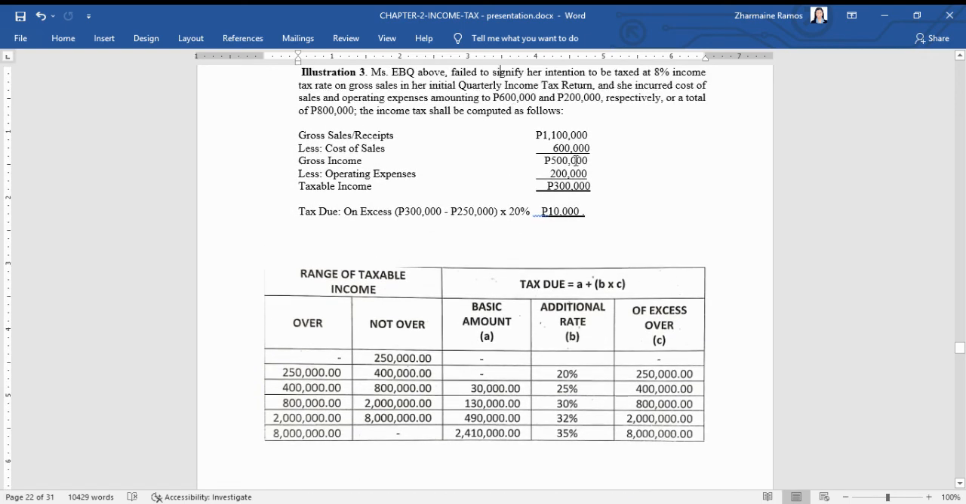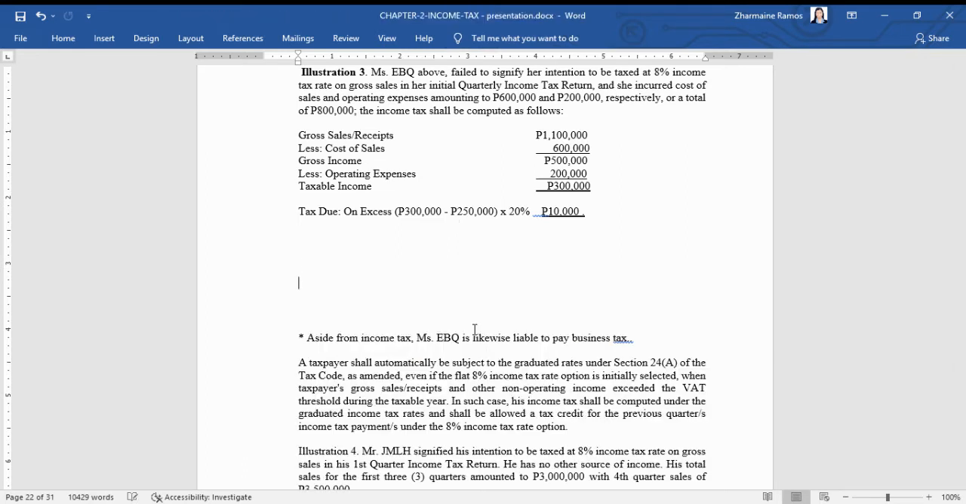So, ulitin natin. Ang taxable income niya is 300,000. Based dito sa table na to, pag 300,000, nandito ka na sa range ng 250 to 400. Ngayon, ang itatax mo lang sa 20% ay excess ng 250. So, 300 minus 250 times 20%, the income tax is 10,000 pesos. Yun yung gamit ng table na to. Next illustration.